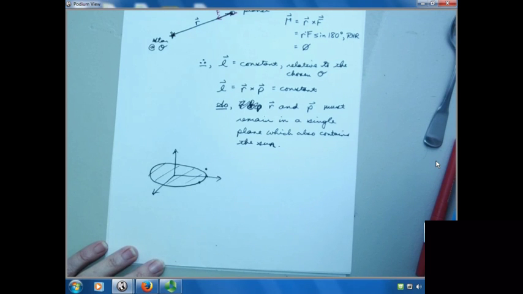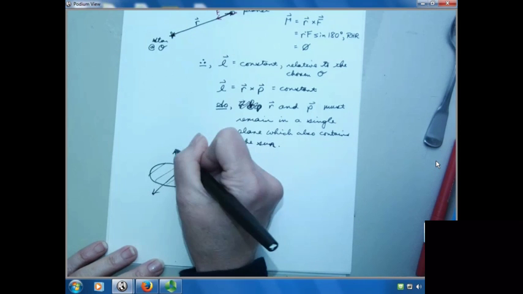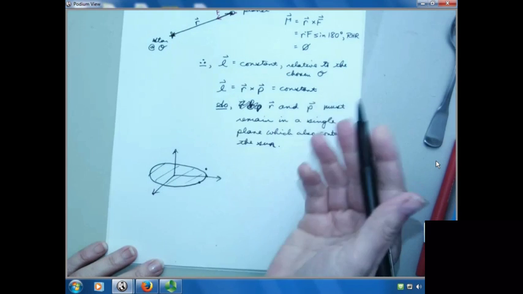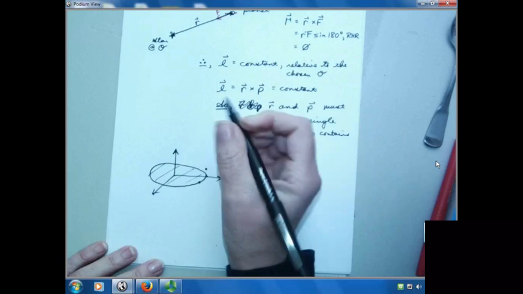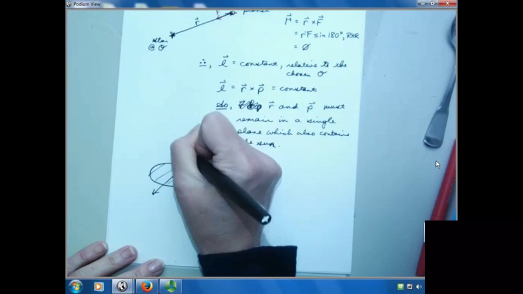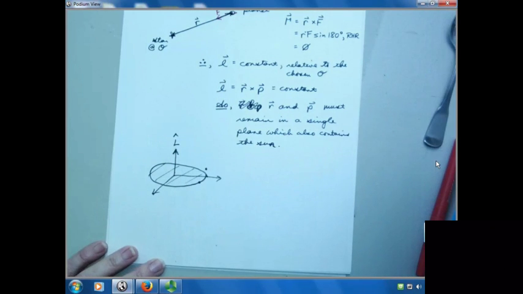You see that? Before it's lying in the plane, its angular momentum, r cross f, the direction associated with angular momentum would be this way. Right? And that's going to be a conserved quantity.